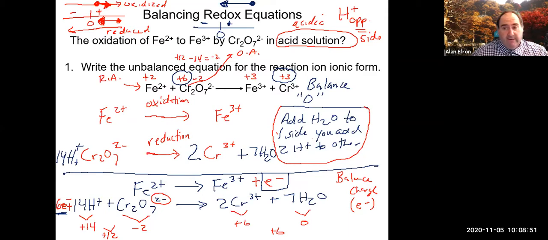So to make it even, what we're going to do is multiply the entire iron half reaction by 6. That will get us to the same number of electrons in each half reaction. So what I'm going to do then is multiply that, and I'm going to rewrite it on the next page here. So taking that 6 all the way across in that iron one gives us 6 Fe2+ goes to 6 Fe3+, and 6 electrons.